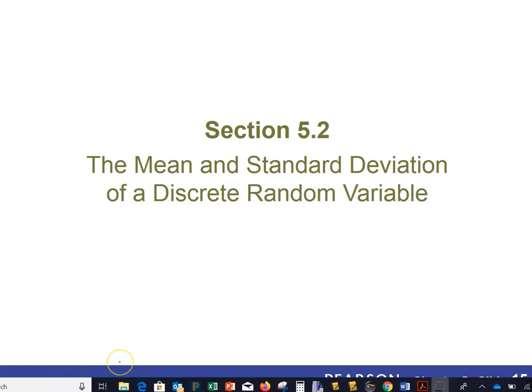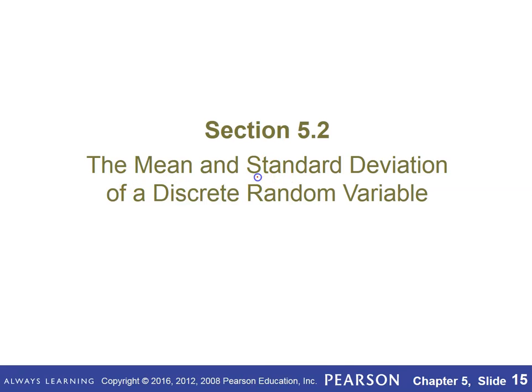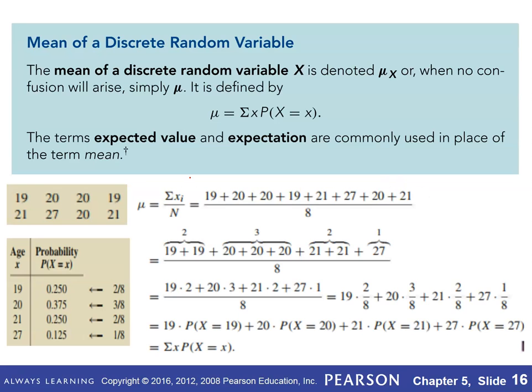All right, so in 5.2, we're going to continue the idea of discrete random variables that we started in 5.1 by talking about the mean and the standard deviation of discrete random variables. So two different concepts today, both in this video, and then we will have our homework assignment on 5.2 in Math Excel. So let's go ahead and get started with this.